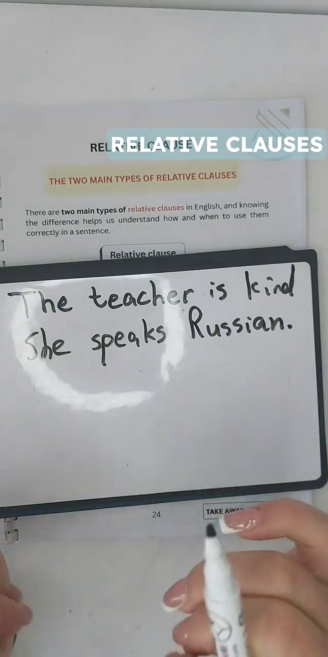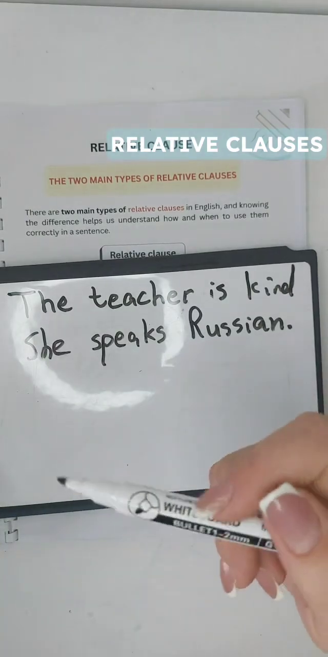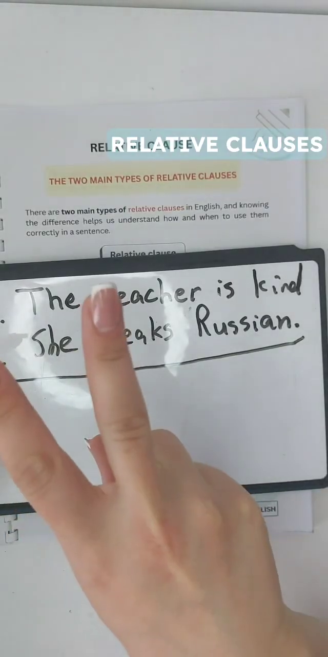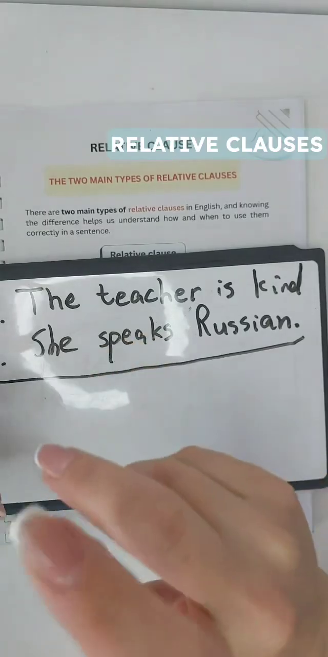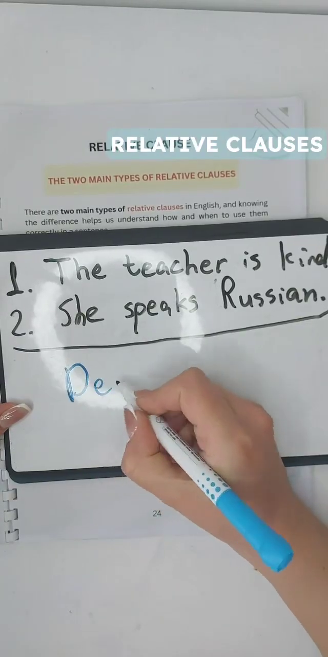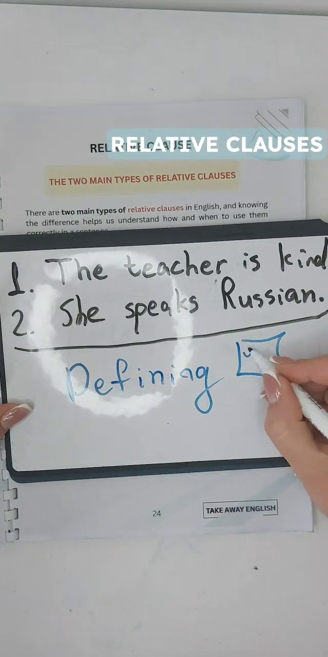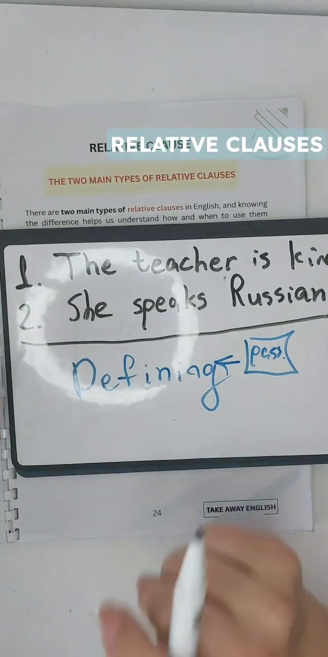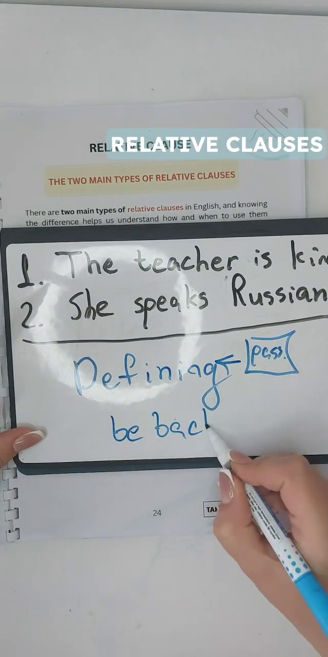Guys, if you understood everything I've explained so far, could you please combine these 2 sentences into one longer sentence using a defining relative clause, defining like a passport. And I'll be back in 2 minutes, okay?